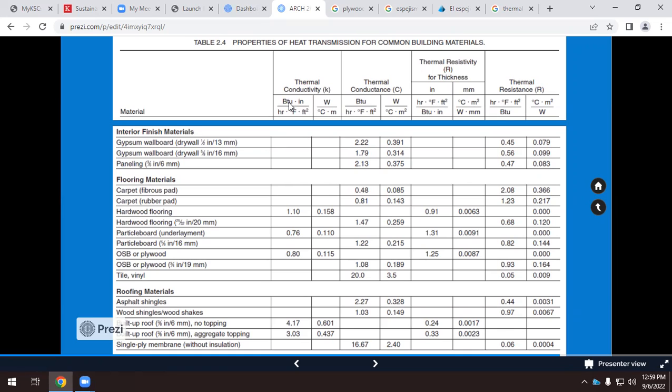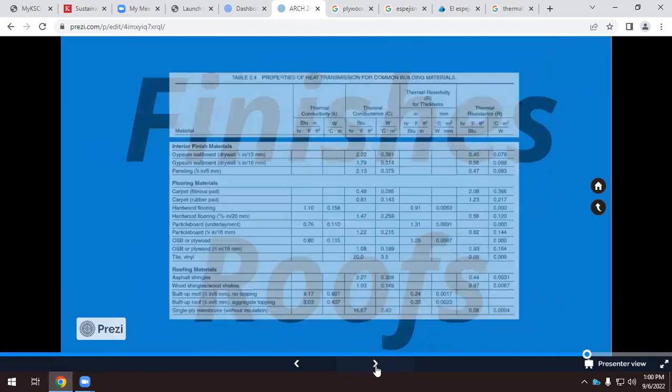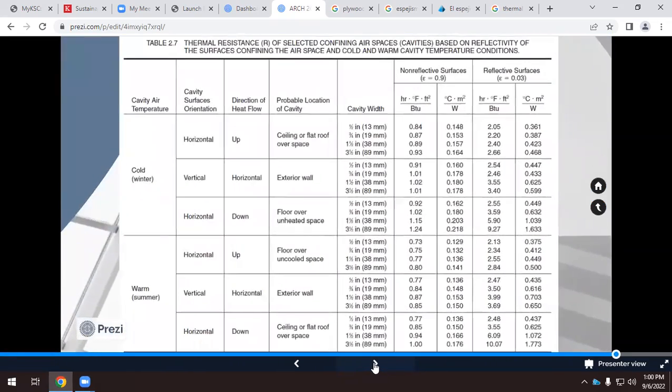Sometimes you will find that we have BTU, hour, Fahrenheit, and feet, or sometimes you will find BTU, inch, hour, Fahrenheit, and feet square. So both magnitudes are thermal conductivity, in this case K, but the units can be different. It's not that we have imperial and international units, it's that in imperial units, sometimes you will find two different units. We have to be careful with that, okay? But in this case, we have to abide by the units that we have here. And this is what we're going to do in the next exercise.